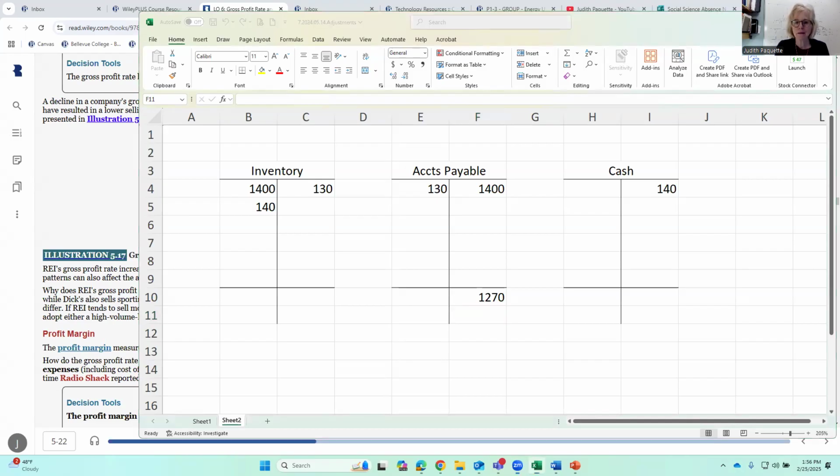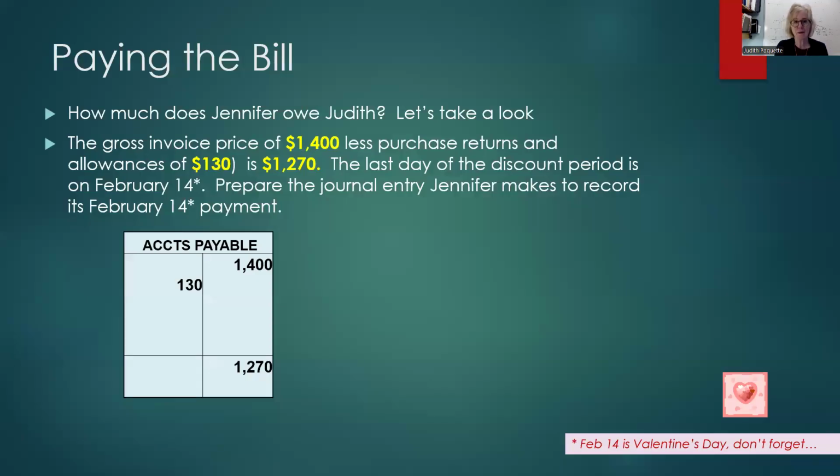So when a seller gives you a discount, I'll give you a 2% discount if you pay in 10 days, you should only be taking it off of the net amount, net of returns. You shouldn't be taking the 2% on the 1,400. You should be taking it on the 1,270. So we're going to calculate a 2% discount on the 1,270.